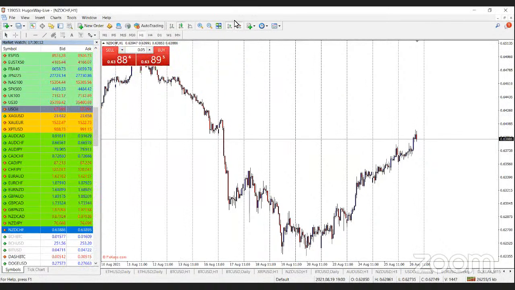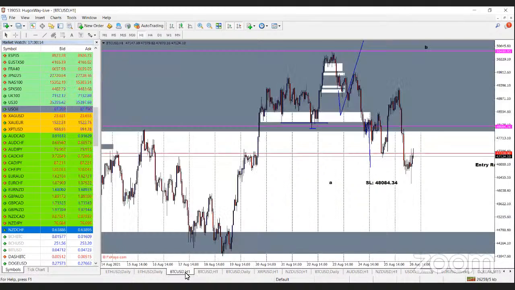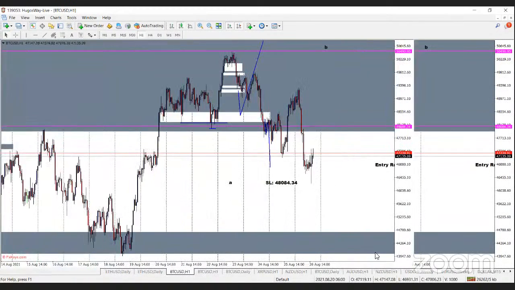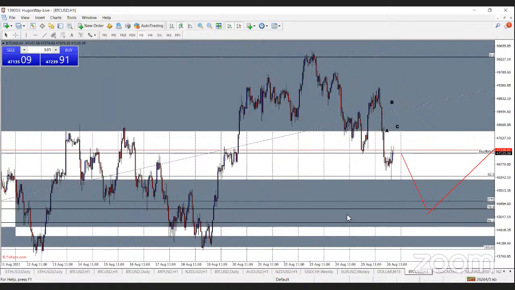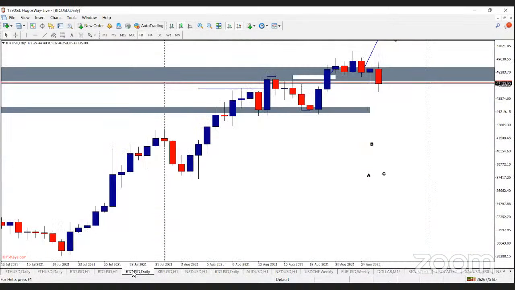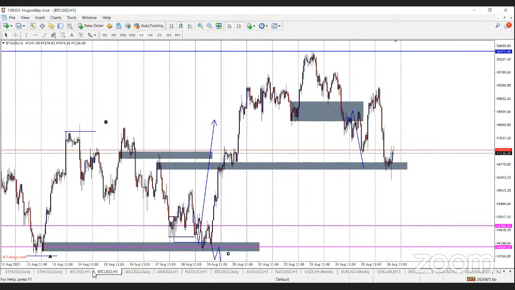Okay, guys, so let's look at the market structure here. I'm going to pull up Bitcoin right now. Let's have a look at the analysis. So we're getting into very interesting territory, guys. As I said to you, I'm going to pull up the charts that we have here and just show you the schematic of what we have.